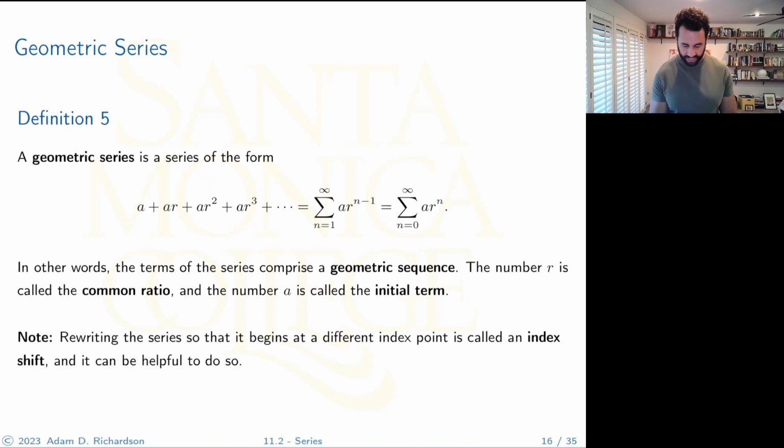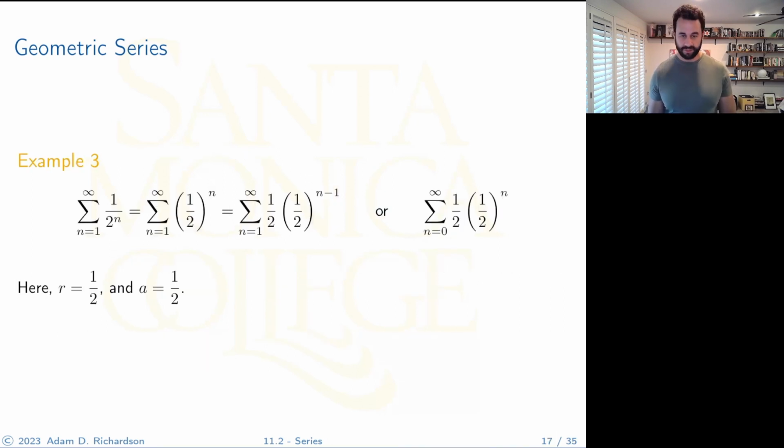And just like before, a is called the initial term, and r is called the common ratio. So that's still the same as before. All right, here are some examples. So 1 over 2 to the n is actually a geometric series, and we can say it's a geometric series because we can put it into that form. If I do some algebraic massage, you'll see that I get the form of a geometric series.